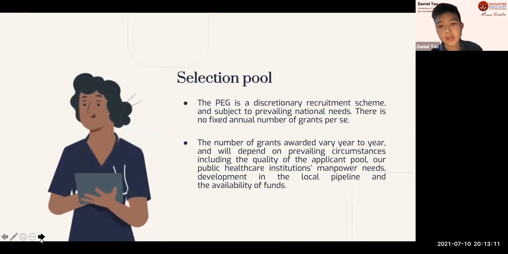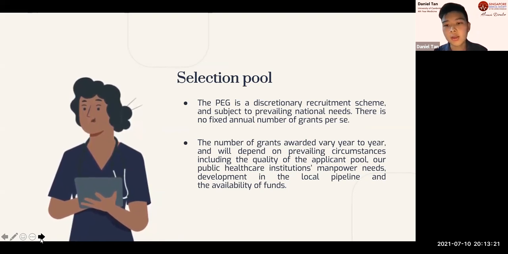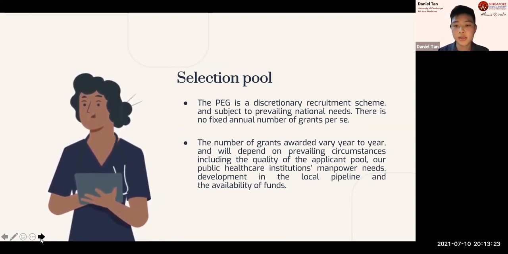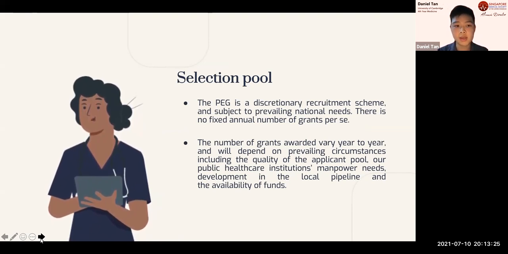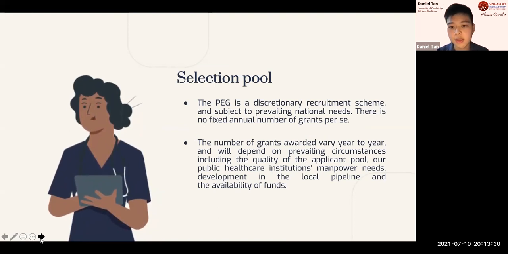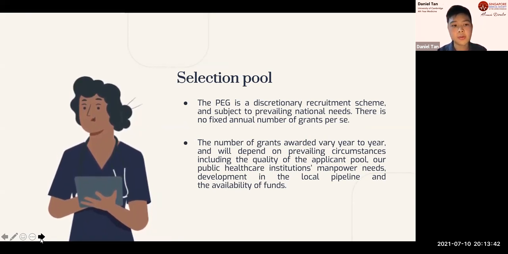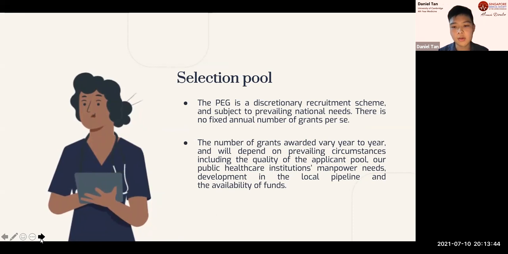Again, about the selection pool, every year people ask how MOHH selects. I think this is from the website. It says that it's a discretionary recruitment scheme, which means it depends on how many people they want each year, so it depends on national needs. I think there's no fixed number. Although there's a lot of hearsay about decreasing numbers, I don't think SMS UK can confirm that. So we just have to rely on how many people are accepted per year.